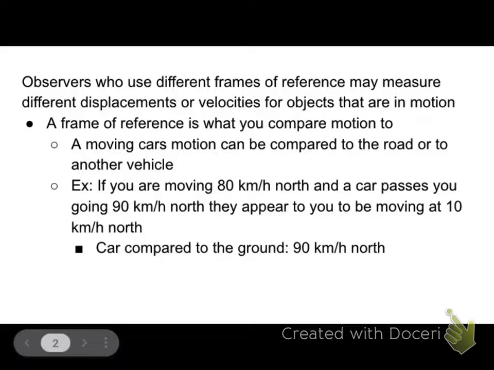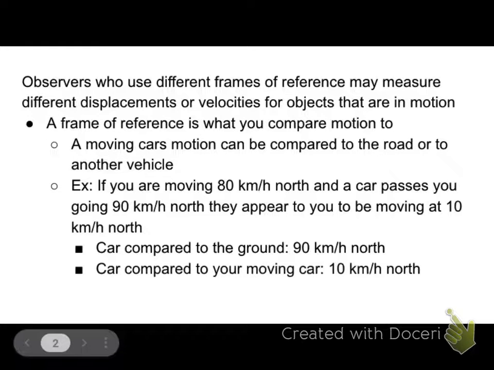The car, as compared to the ground, is going 90 kilometers per hour north. The car, compared to you, is only going 10 kilometers per hour north, because your vehicle is already moving at 80 kilometers per hour to the north.